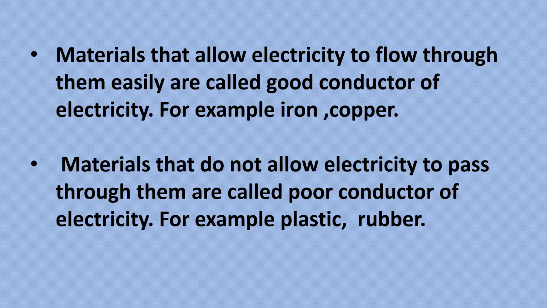Materials that do not allow electricity to pass through them are called poor conductors of electricity. For example, plastic and rubber. So this is the difference between good conductors of electricity and poor conductors of electricity.